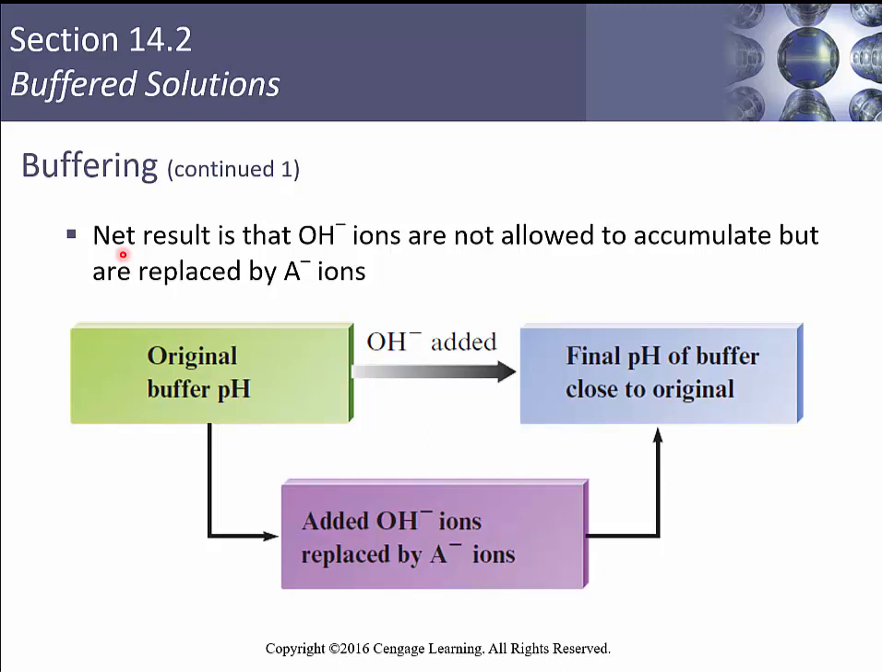So if you add in some hydroxide, you're going to expect that the pH is going to go up. And what we're going to see is it will, because now our ratio of conjugate weak acid to conjugate weak base is skewing a little bit more towards the base side. So we're going to expect our solution to be a little bit more basic. So we're going to take our original buffer pH, we're going to add some OH minus to it, and we're going to find the pH of our buffer is going to be close, but a little bit more basic. So our added hydroxide ions are going to be replaced by A minus ions, and you're going to lose some of those HA as well.